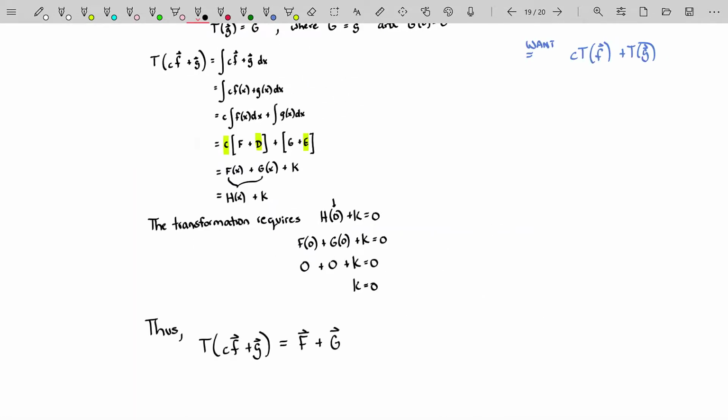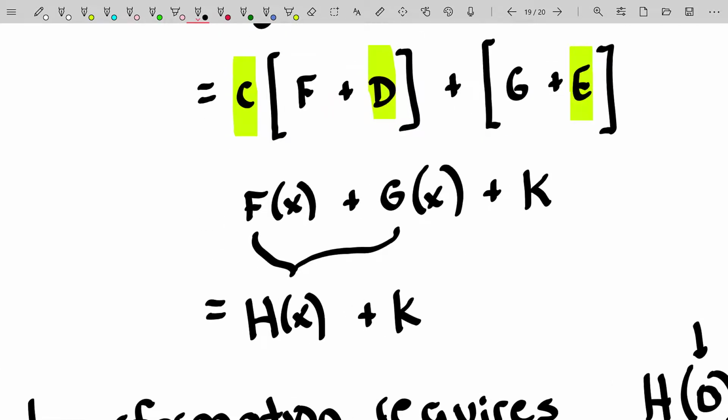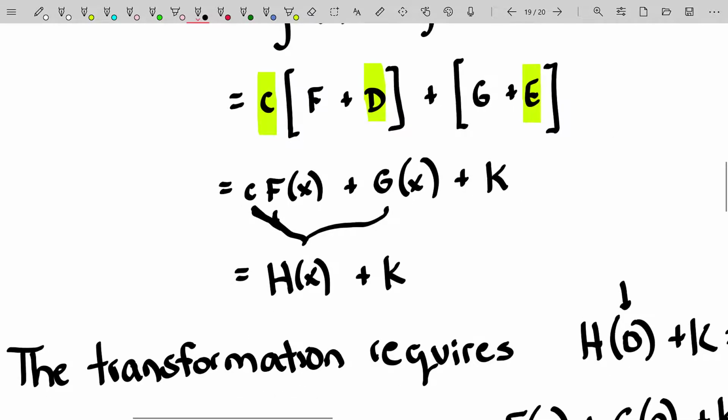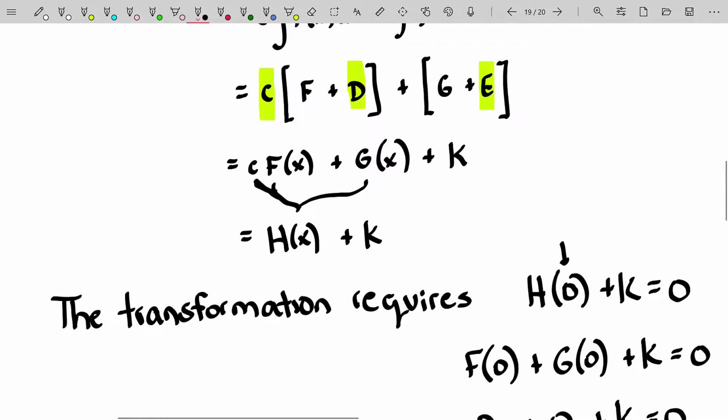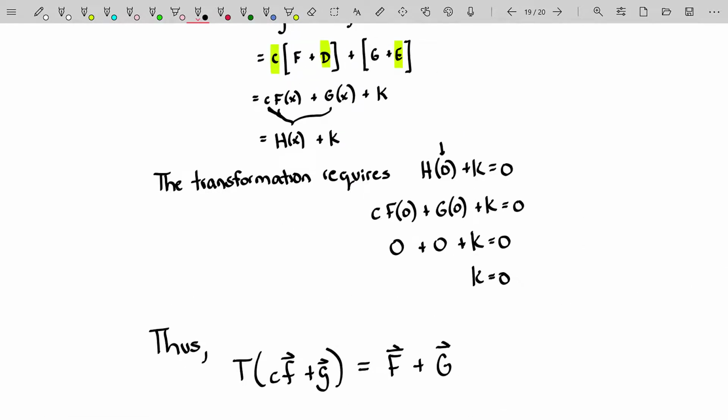Thus, and I totally forgot way back here to continue to write my c, sorry about that. I should probably have written that in, I apologize. So h is cf plus g. That's still okay, because remember, f of 0 is 0, c times 0 is 0. All right, so we get this.